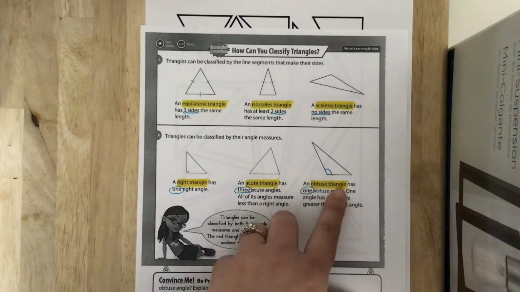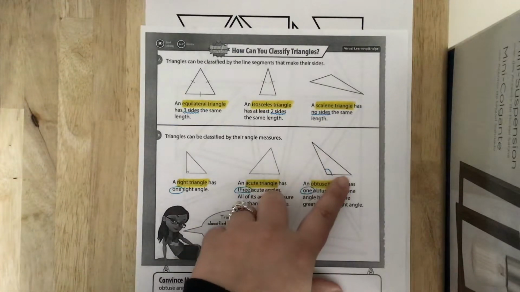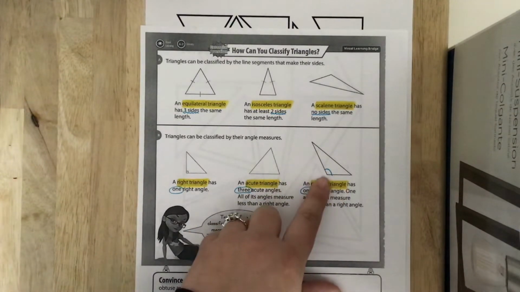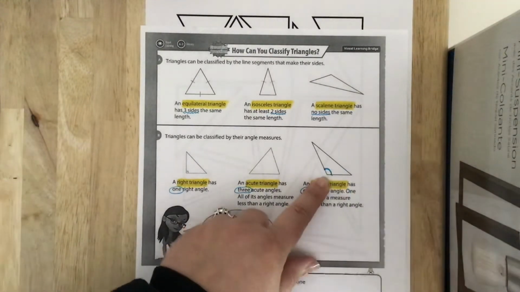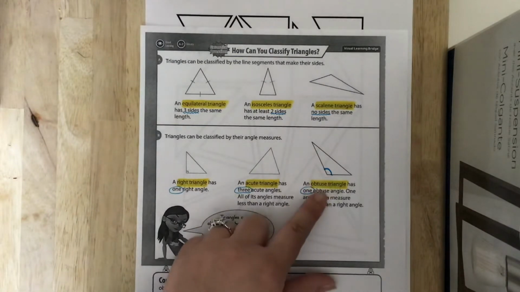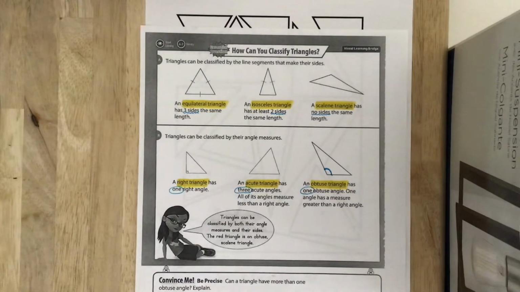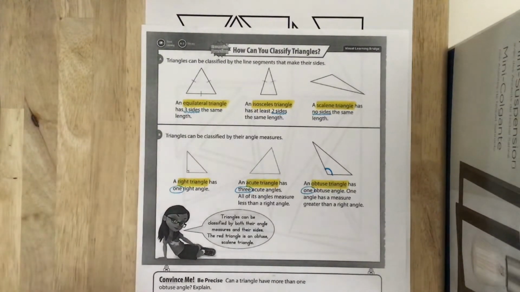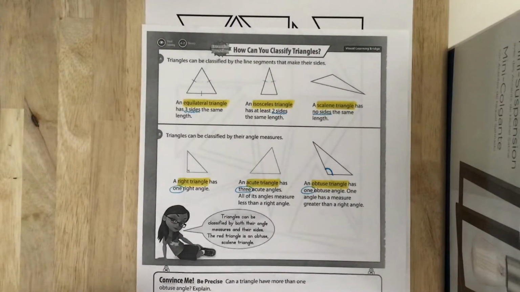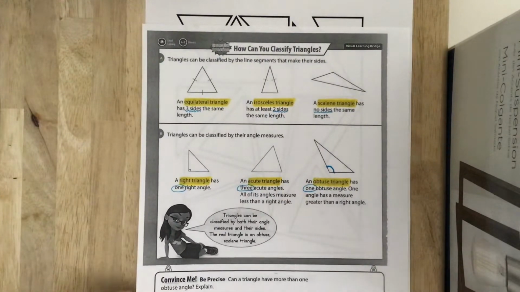And an obtuse triangle has one obtuse angle. The other two angles are going to be acute. But you can see right here that this angle is obtuse. So that makes it an obtuse triangle. When we're looking at our page again in a moment, we're going to be looking at both the side lengths and the angles to classify our triangles. So keep this sheet in mind and click back to it as often as you need to make sure that you're classifying your triangles the right way.